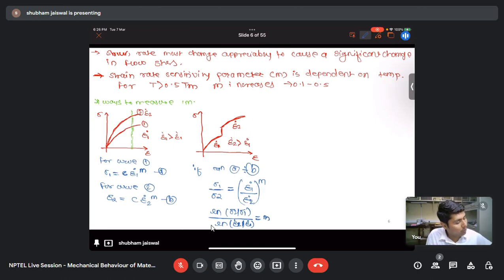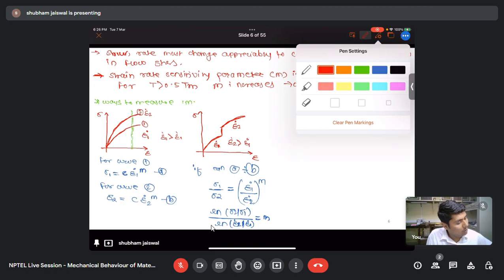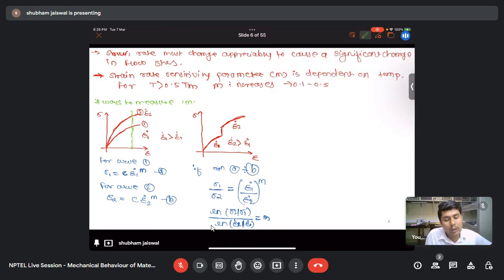And also we have seen the effect of temperature on the value of m. And what is its significance? If the m value is very large, what will happen? It will lead the material to superplasticity. Here you can see how the m value is dependent on the temperature. So let's say this is my m value. This is 0.2.